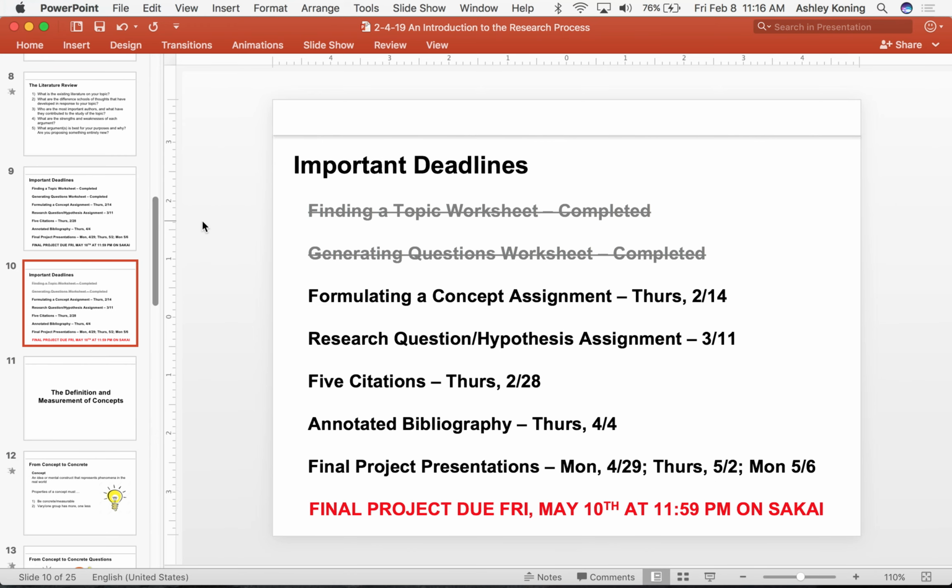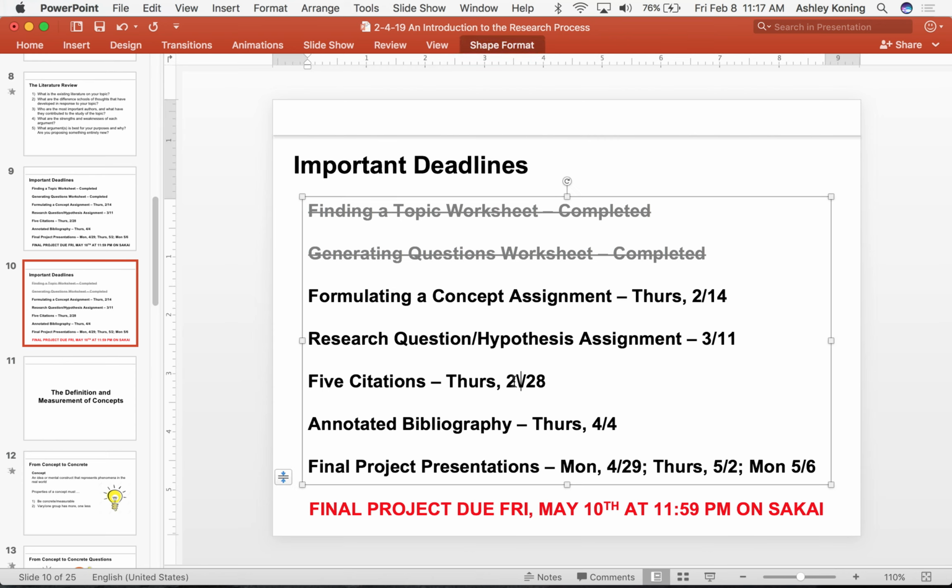And then as for important deadlines, you guys should have completed 2 of these already, the finding a topic worksheet and the generating questions worksheet to help get ideas flowing. Your next assignments are going to be formulating a concept, which we'll learn more about on Monday, and your hypothesis assignment due on March 11th. So these are the next 2 assignments that are really going to help you hone in on what your actual hypothesis will be.